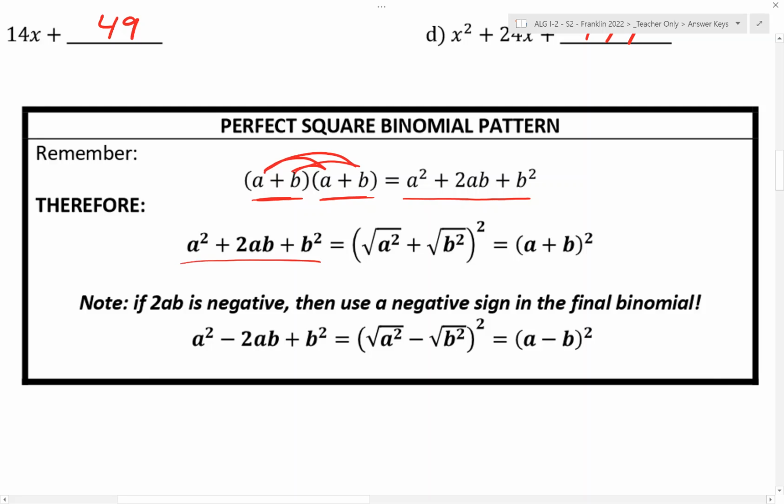If you start out with one of those perfect square trinomials, you can find the binomial at the end by taking the square root of a squared and the square root of b squared and making that binomial. Just a note though, if 2ab is negative, like we see right here, then we use a negative sign in that final binomial. So we can take the square root of the first term, the square root of the last term, and then use the sign that's on 2ab in our final binomial.